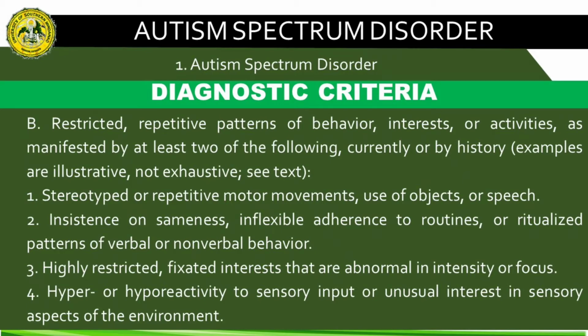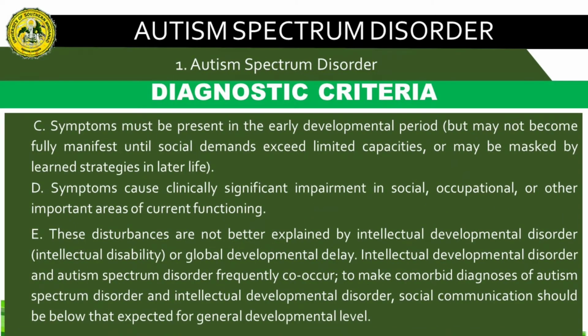So, criterion B, autism spectrum disorder is also defined by restricted, repetitive patterns of behavior, interests, or activities which show a range of manifestations according to age and ability, intervention, and current supports. For criterion C, symptoms must be present in the early developmental period but may not become fully manifest until social demands exceed limited capacities or may be masked by learning strategies in later life.